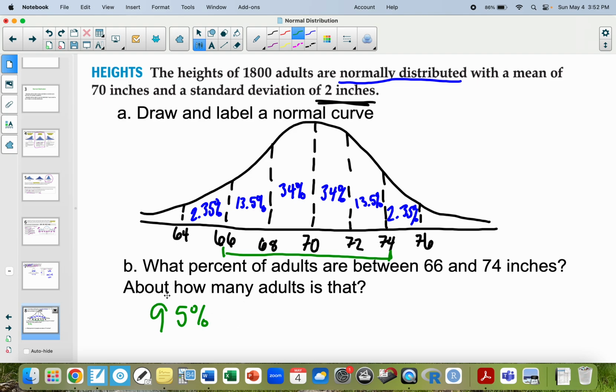Then the follow-up question says, about how many adults is that? So we had 1,800 adults. And we would take 95% of that, so times 0.95. And that is going to give us 1,710 adults.